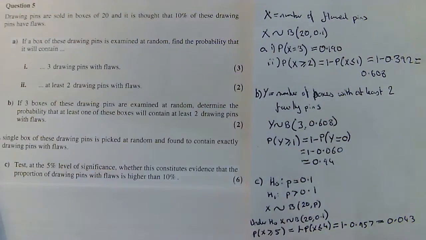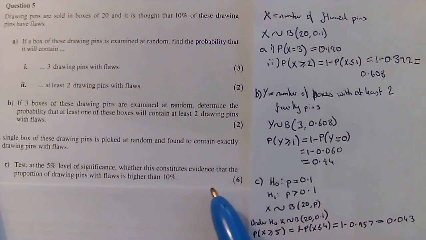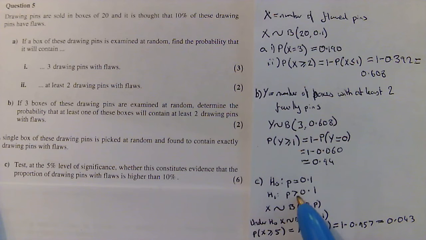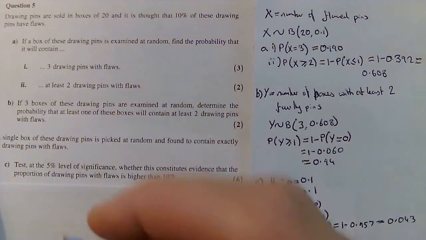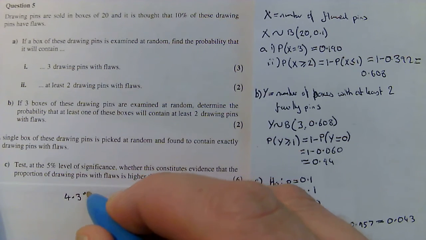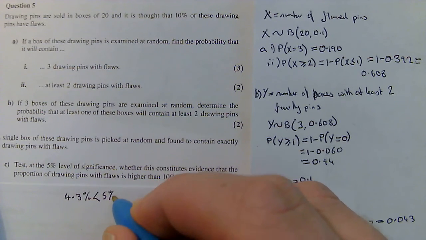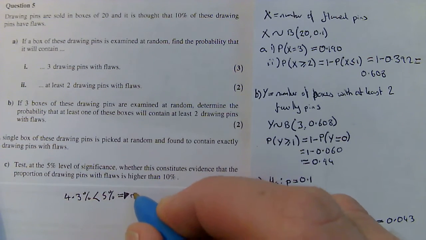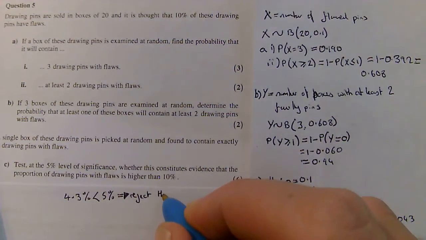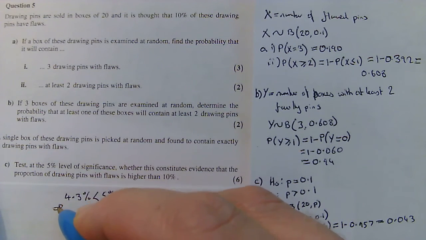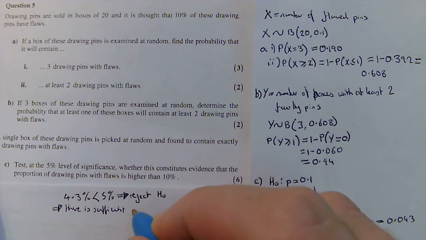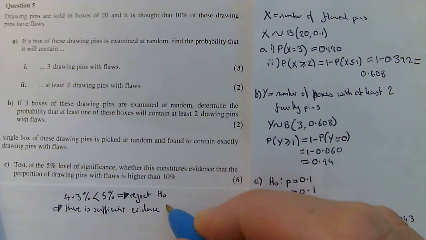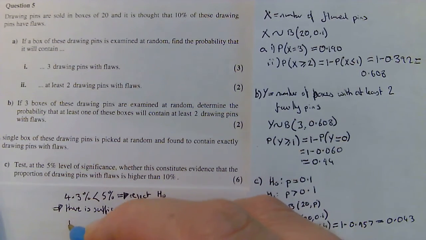The question asked me to test at the 5% significance level whether or not the probability was higher than 0.1. So here, this is 4.3%, so it's less likely to have happened than that 5%, which is my significance level. So I'm going to write up here 4.3% is less than 5%, so that means that we're going to reject that null hypothesis. So implies there is sufficient evidence that the proportion of flaws is greater than 10%.